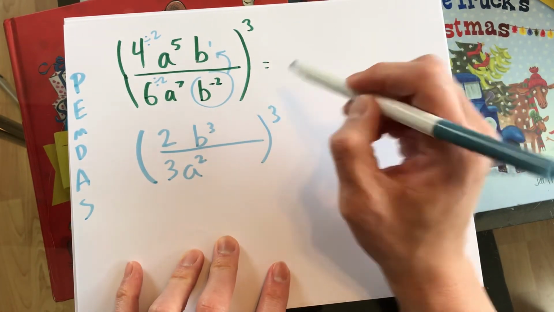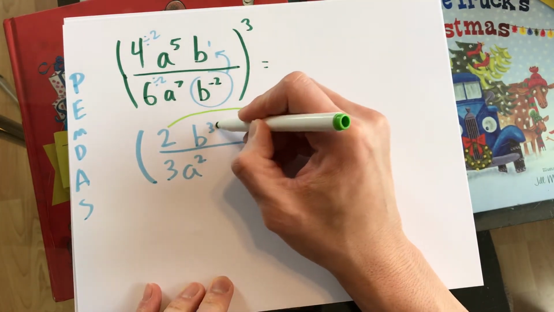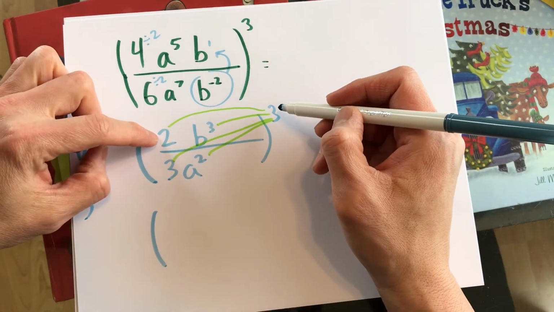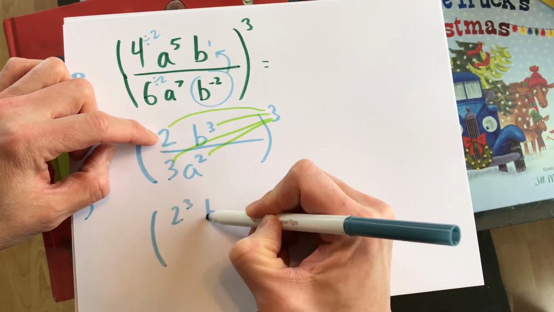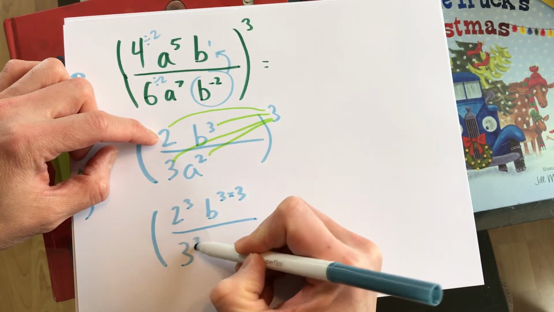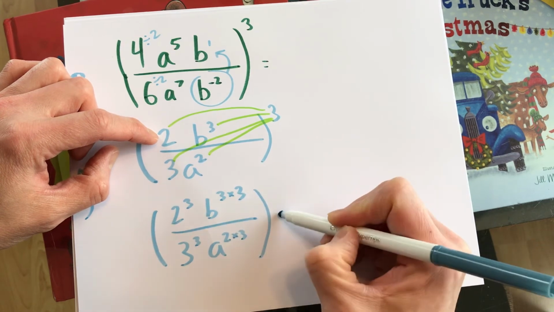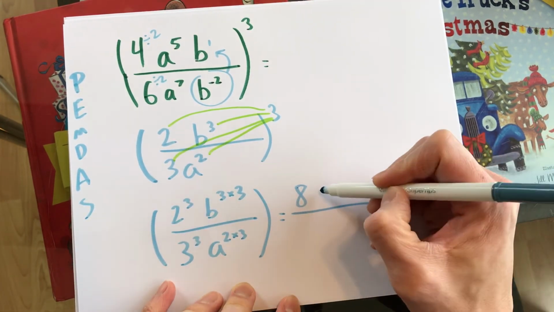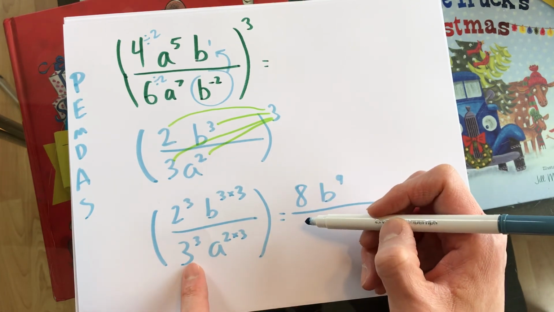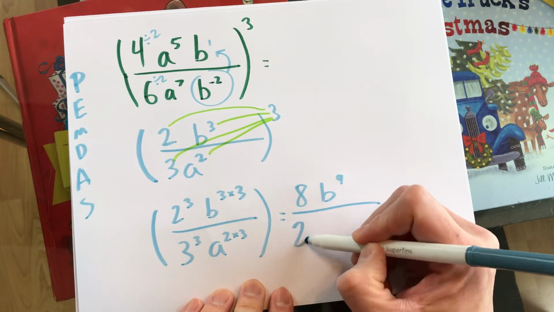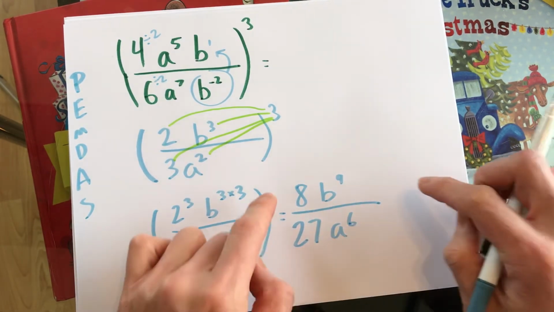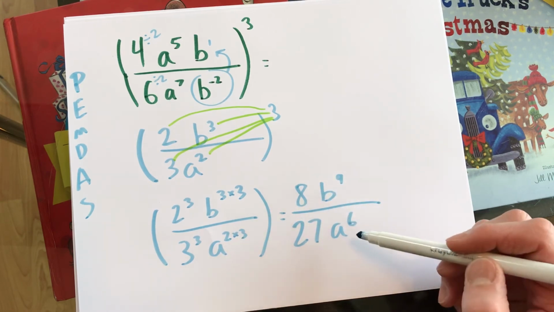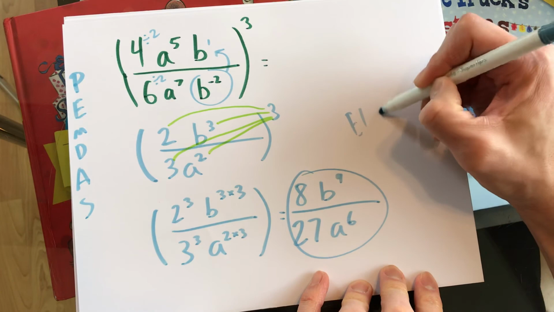So now we're going to apply the power. We're going to apply the power to the 2, to this power of 3, to that 3, and then to this 2 right here. So now 2 cubed, b to the 3 times 3 over 3 cubed, a to the 2 times 3. So that comes out to 8 over b to the 9th power. 3 times 3 times 3, 3 cubed is 9, 27. A to the 6th power. So now double check, is there anything we can simplify here? Can we simplify the 8 and 27? By 2, no. By 3, no. The b's and a's are different, so voila. El fin.